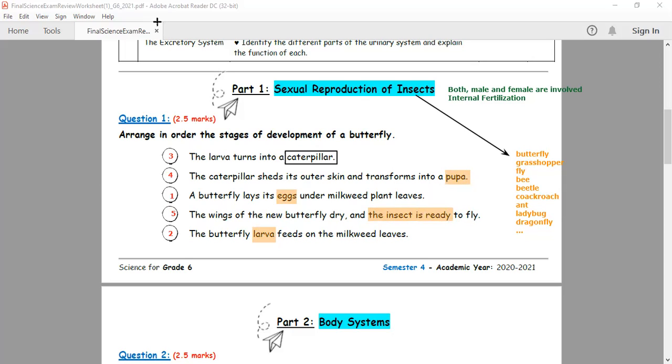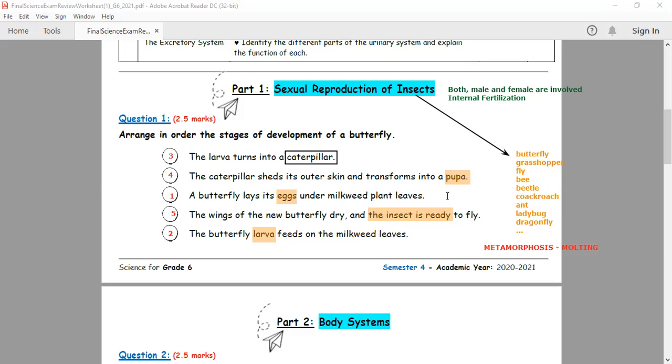There is a difference between metamorphosis and molting. I want you to focus on this, okay? Now I'm telling you something. In the exam, you will see the word metamorphosis and also you will see the word molting. Metamorphosis means all the steps together, all the changes that an insect goes through.